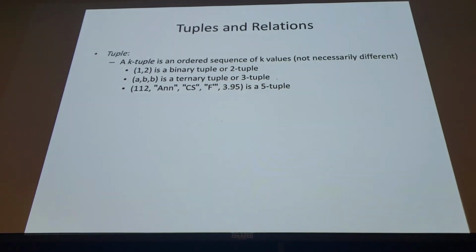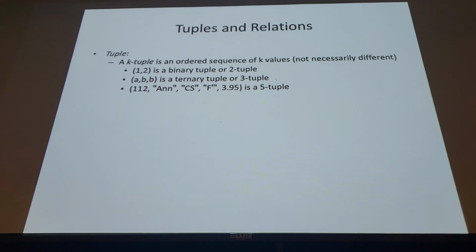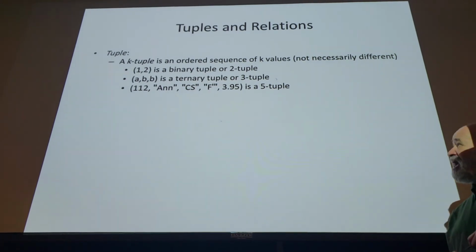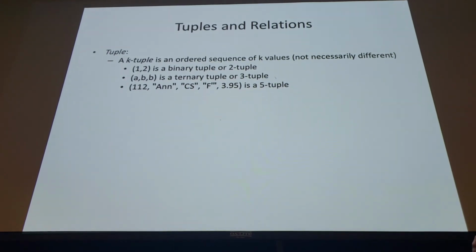A, B, B, even though there are 2 B's there, that's a ternary or 3-tuple. Of course, there's an A in the first position, a B in the second, also a B in the third. 1, 2, 2, CS, F, I think there's an extra quote over there after the F, I'll get rid of that. F and 3.95, that's a 5-tuple, 5 values in it. Don't know how that extra quote got in there, I'll have to fix that.